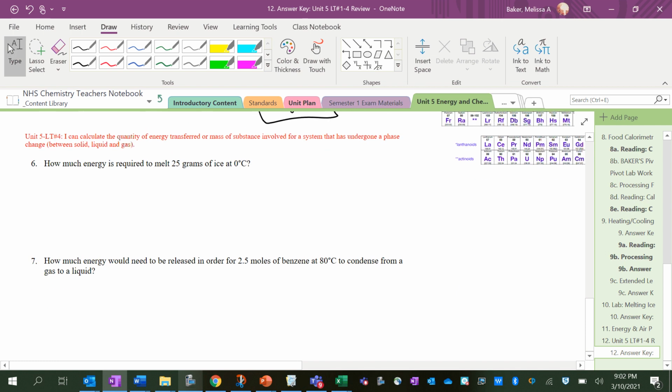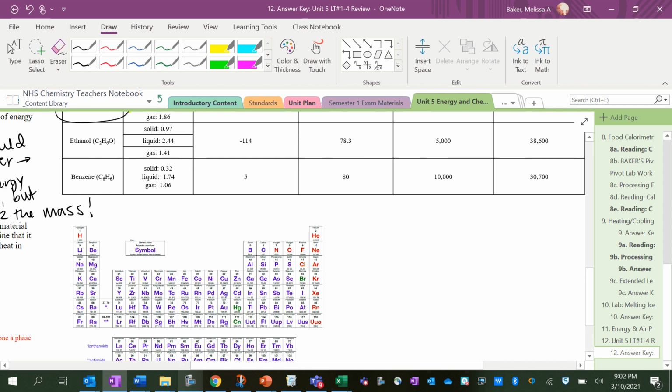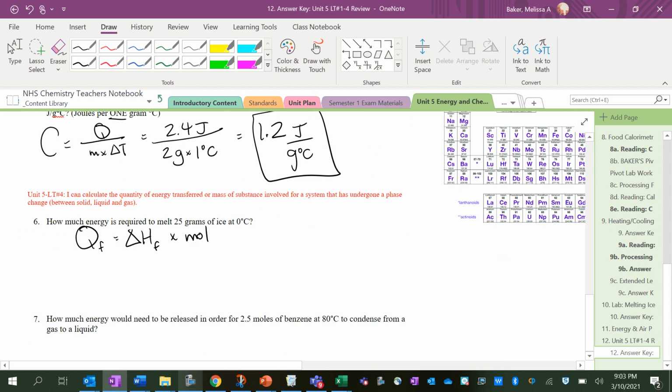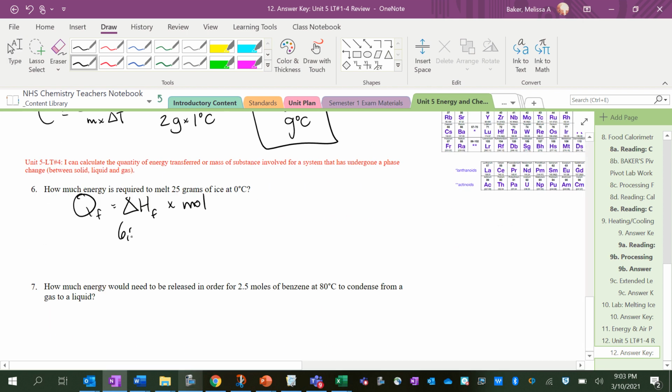All right, and then the last learning target is being able to calculate how much energy is required or released for a phase change. So first one, how much energy is required to melt 25 grams of ice at 0 degrees Celsius? So we need to know which formula to use, and melting is the heat of fusion times moles. So what is the heat of fusion for water? Let's look it up. It is over here, 6,010. So 6,010 joules required to melt 1 mole.